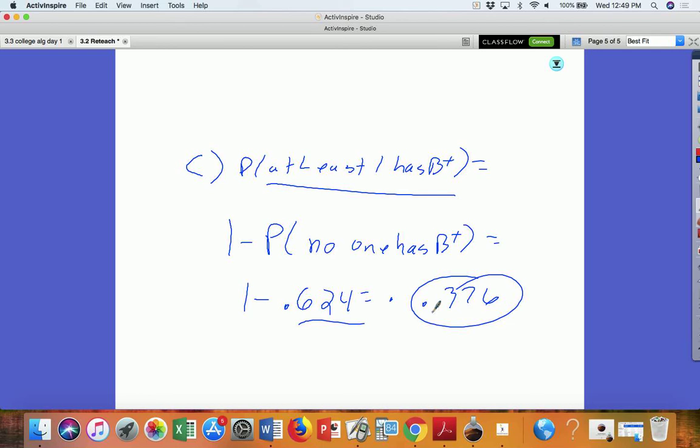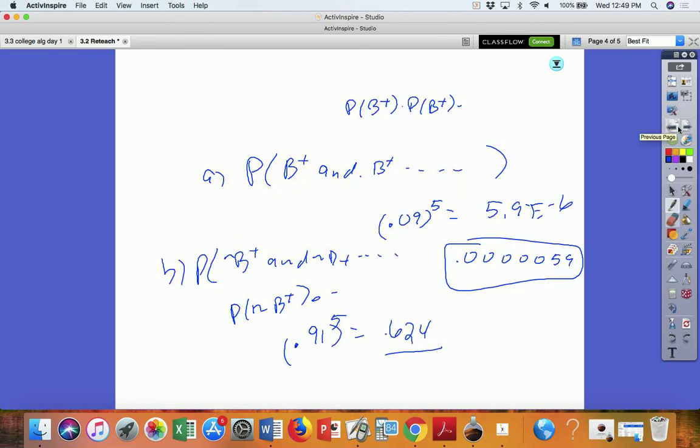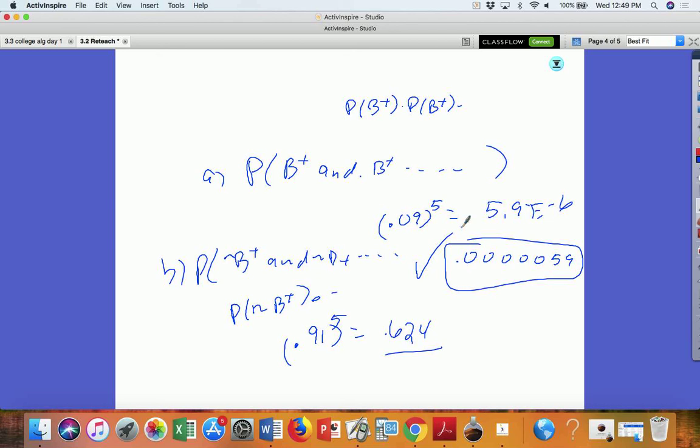And then the final thing, it says which of these events can be considered unusual? Is this unusual? Nope. What do we mark as a probability that's unusual? Less than 5%. So this one would be unusual.